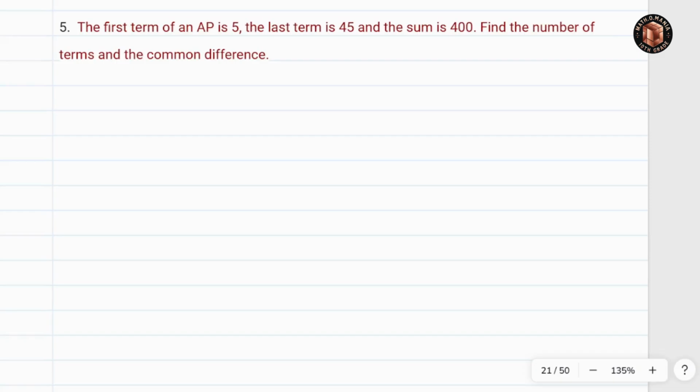Okay, now let's do question number 5. The first term of an AP is given as 5 and the last term is 45. The sum is given as 400. The number of terms we have to find. We have to find the number of terms as well as the common difference. That means they are asking us to find what? We need to find n as well as we have to find the d. These are the two things which we have to find in the question.